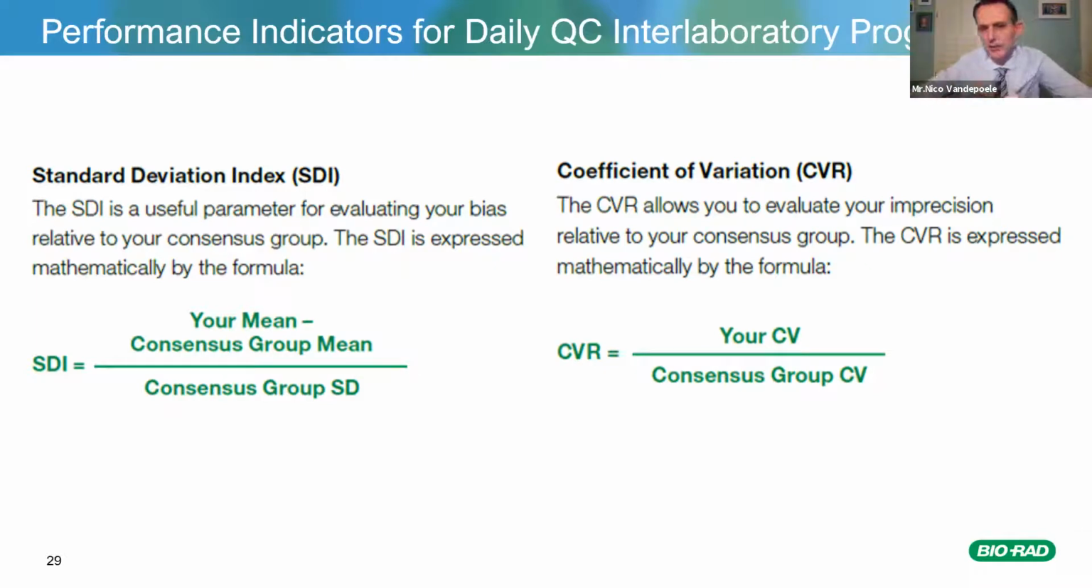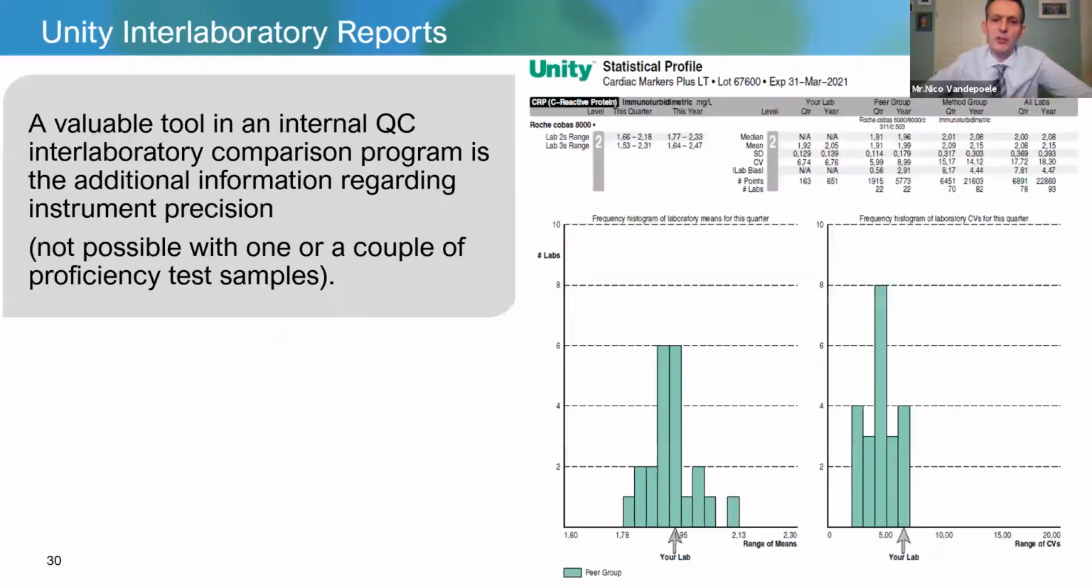The second comparator is the coefficient of variation ratio, the CVR, which just compares your CV to the consensus group CV. This is important because a daily QC interlab program can look at CVs of methods, which proficiency testing programs cannot, because they only get one result. They can't really see the imprecision of the method.